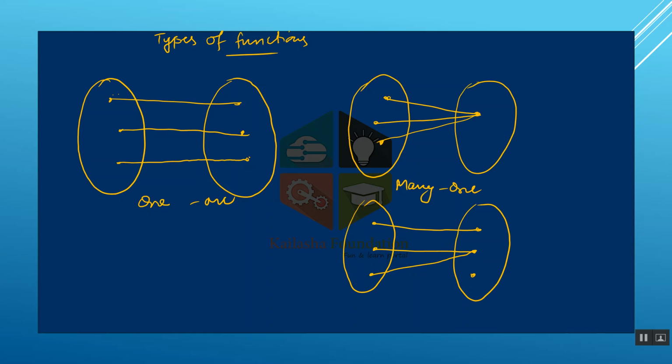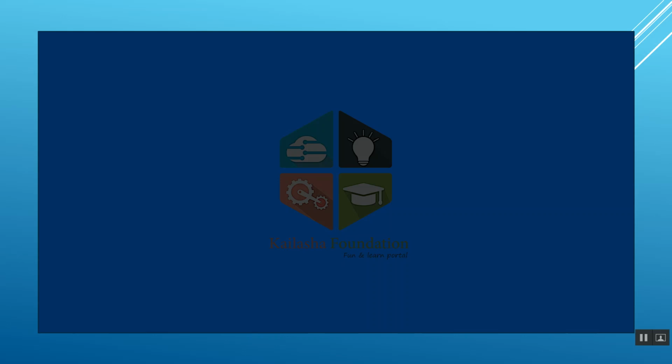So a one-to-one function is called an injective function, and many-to-one is called not injective. A function not injective is many-to-one. Okay. Now we'll consider onto and into functions.